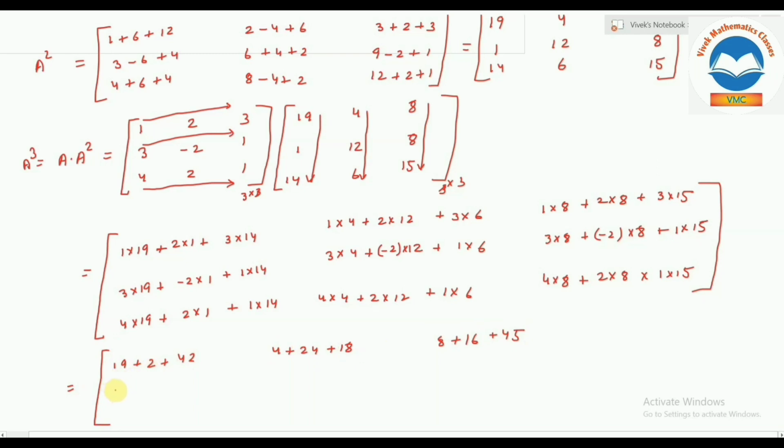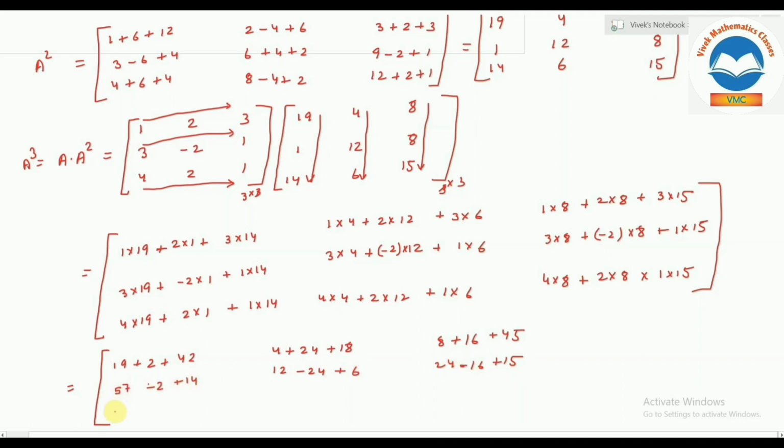Next, 57 minus 2 and plus 14. Next what we will get here? 3 into 4, 12 minus 24 plus 6. And here what we will get? 24 minus 16 and plus 15.